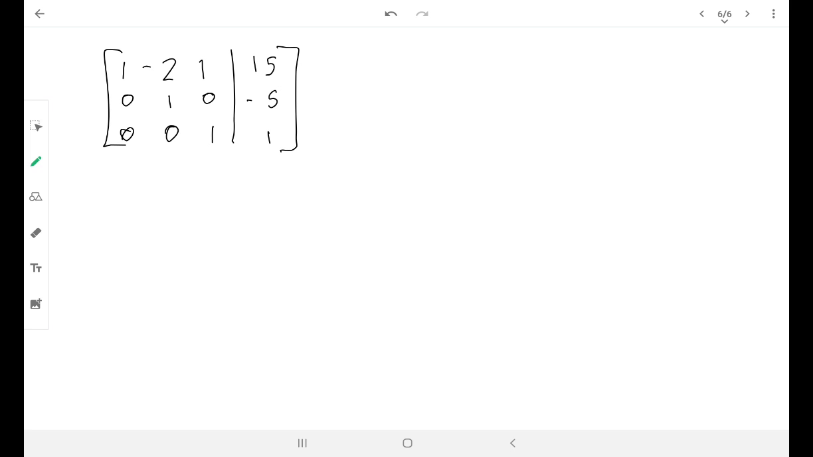So now, let's start with making this one a 0. And the way to do that is to use row 2. If I do 2 times row 2 plus row 1, then I'll get a new row 1. And that row 1 will be gotten by taking all of this and multiplying by 2.